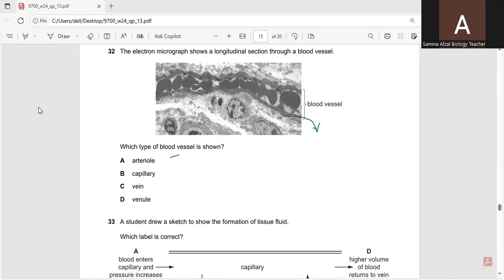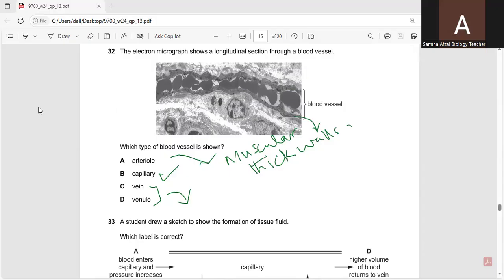Why is this not an arteriole? It is muscular in nature, and due to which it has thick walls. But here you can see these are not thick walls. Then vein and venule, again, they have thin walls, but their diameter is larger. They have more muscle than a capillary.